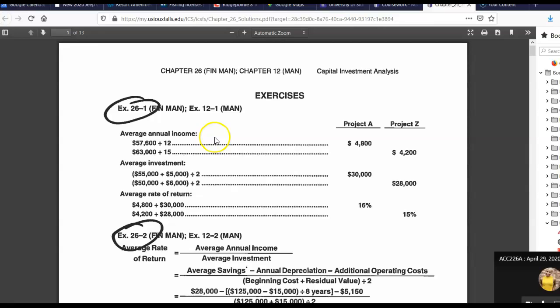So if you look here, average rate of return, we're looking at what that rate is based on income, which includes everything, including depreciation. That's a whole different number than a cash flows number. So in this case, Project A has an average rate of return of 16% and Project Z of 15%.